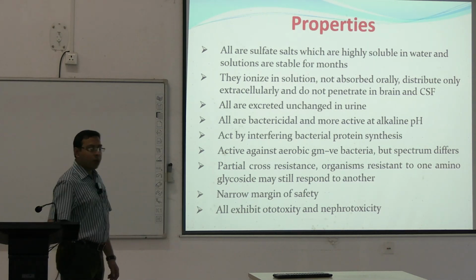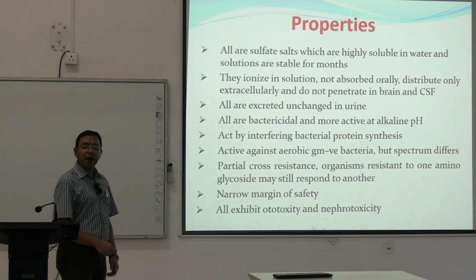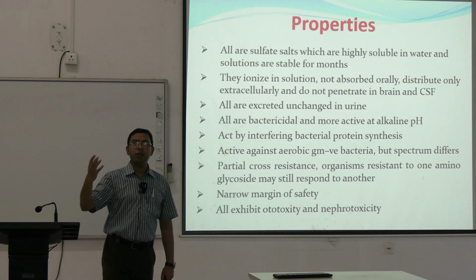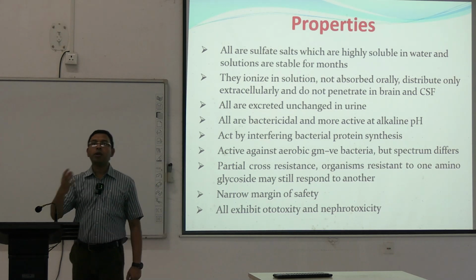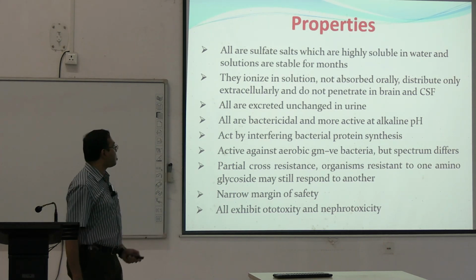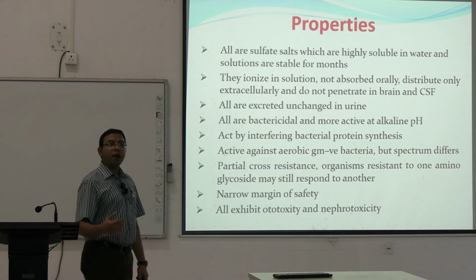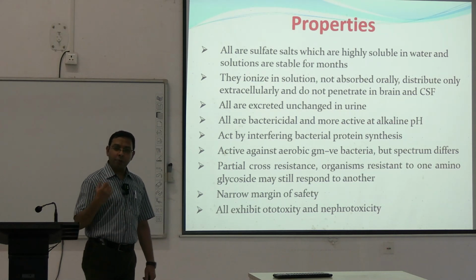They distribute only extracellularly and do not penetrate the brain and CSF. So if there are severe septicemic conditions in the brain like meningitis, it has to be added with other antibiotics, otherwise it will not act. All are excreted unchanged in urine. That's why if there are severe infections in the urine, this can be used.